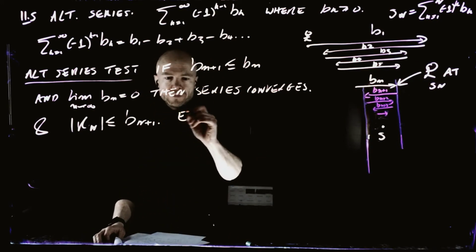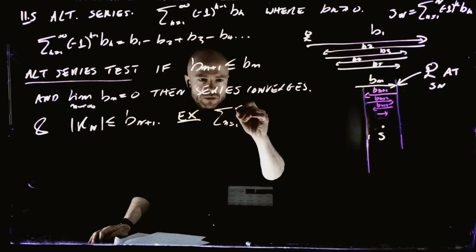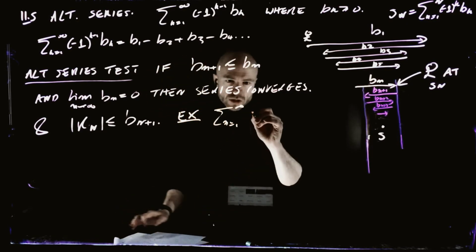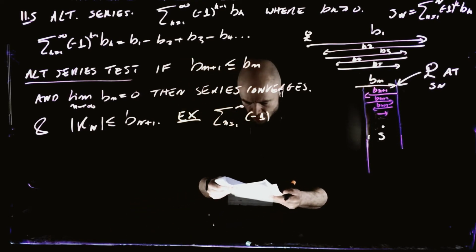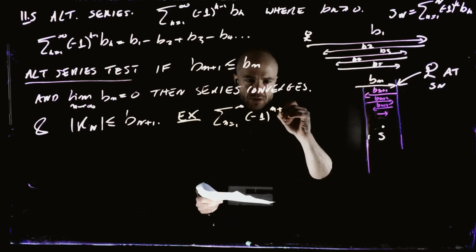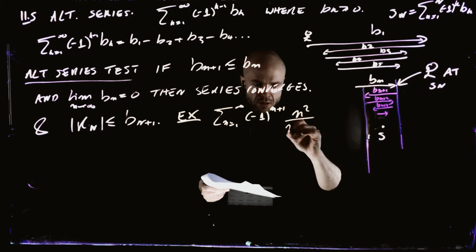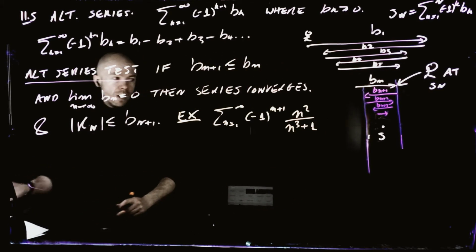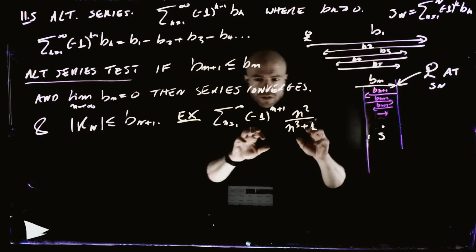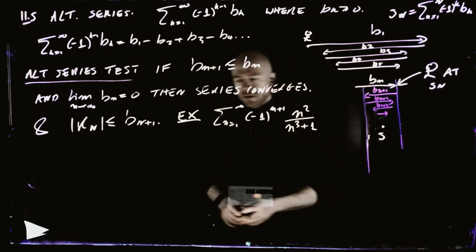So, example, let's do this. Sum n equals 1 to infinity of -1 to the n plus 1 times n squared over n to the 3 plus 1. Let's test this guy. Okay, so this guy is definitely alternating, right? It's going backwards, forwards, backwards, forwards, backwards, forwards.